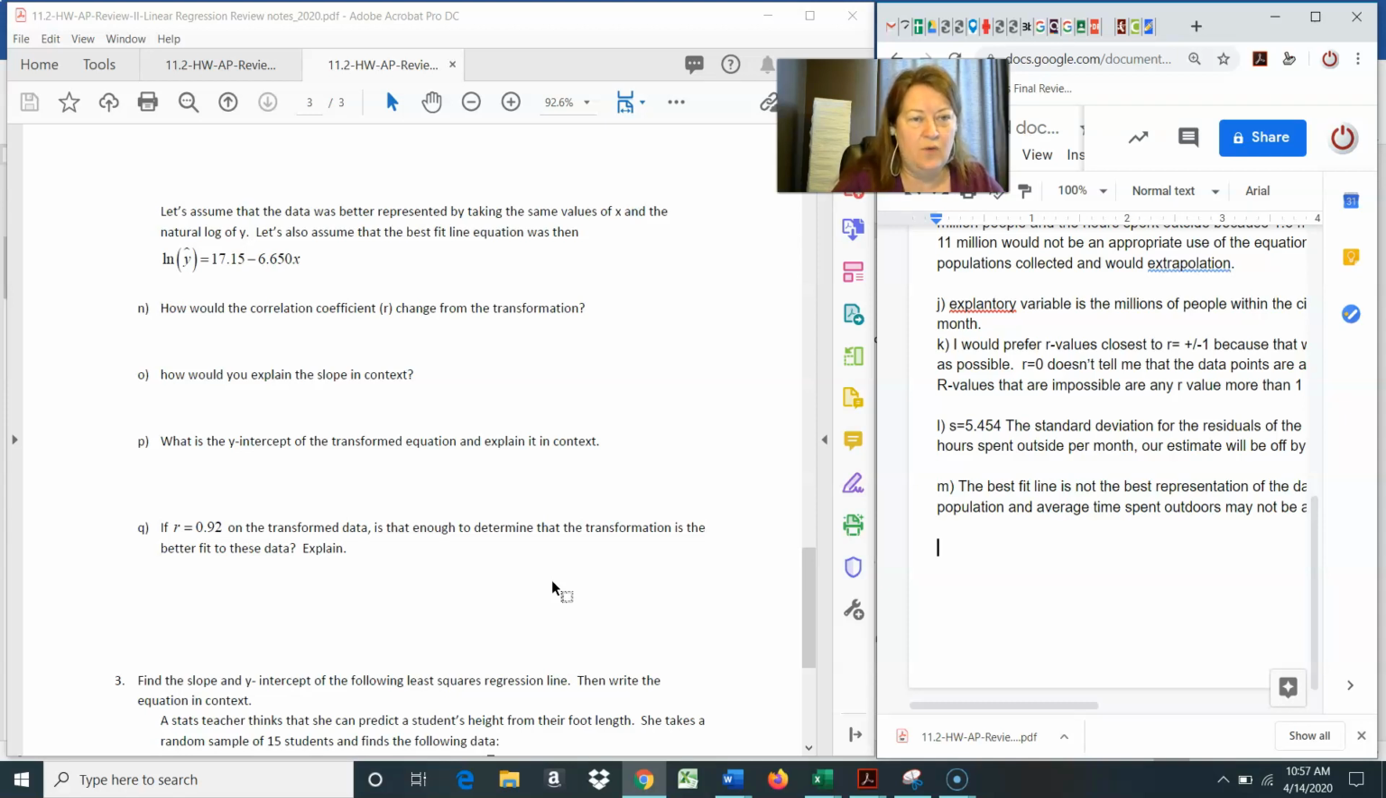Now notice it's not y hat equals anymore. It's ln of y hat equals now. And that's fine. It just means that every time I talk about that y variable, I have to talk about it as an ln of the y variable. So you are never allowed to just talk about y without talking about ln of y.